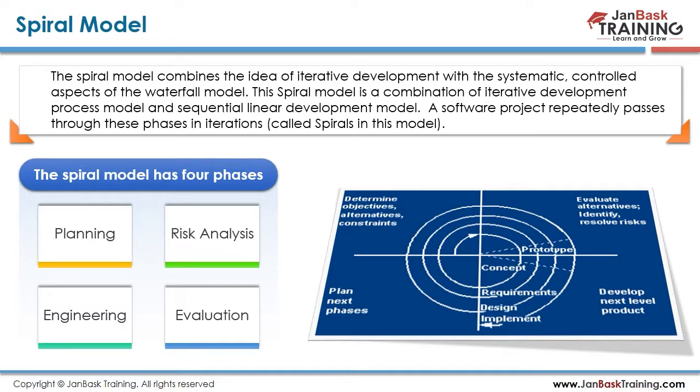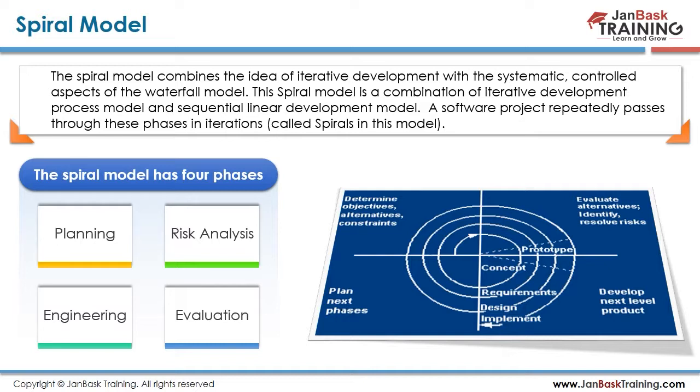So the next one is the spiral model. The spiral model combines the ideas of iterative development with the systematic, controlled aspects of the waterfall model. So it is a combination of an iterative development process model and a sequential linear development model, where software passes through the phases of iteration cycles. Under this model, we're going to have 4 phases.